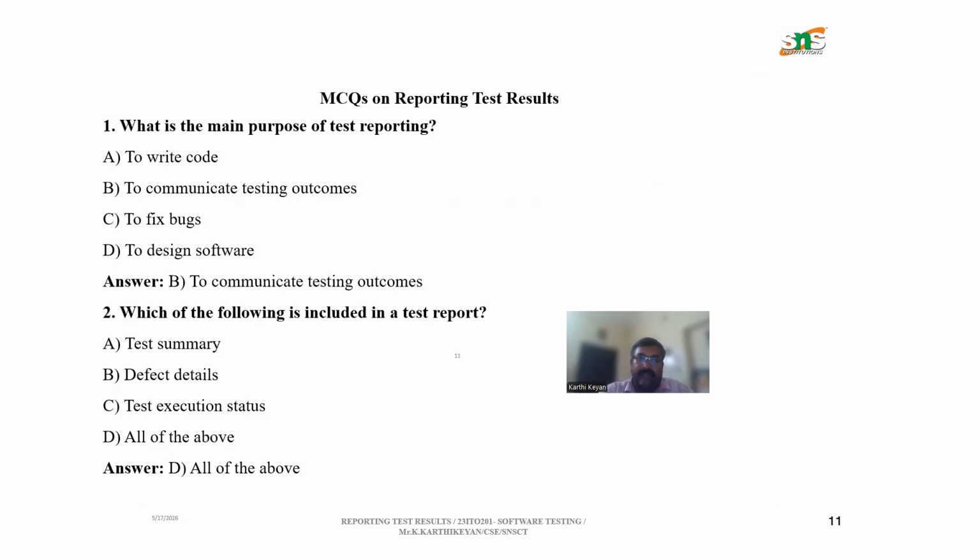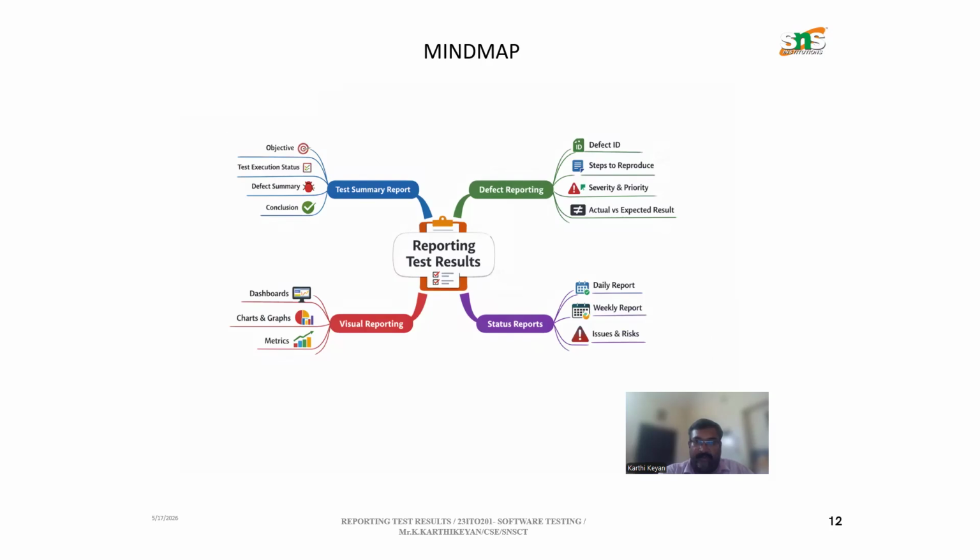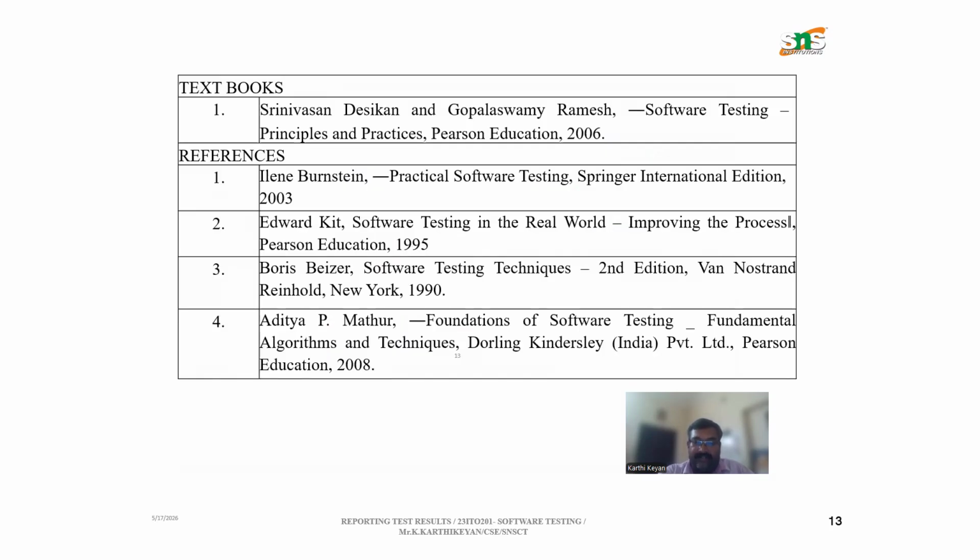So this is my MCQ. What is the main purpose of test reporting, and which of the following are included in test reporting? Choose one of the answers. This is my mind map based on the test summary report, defect report, status report, and visual reporting. This is my textbook references.